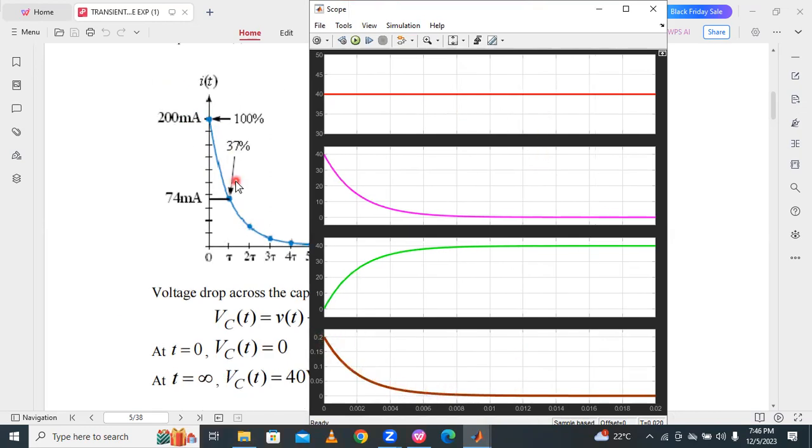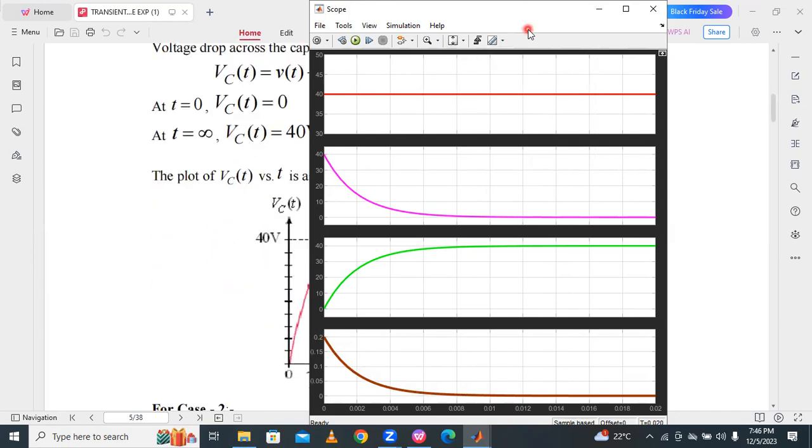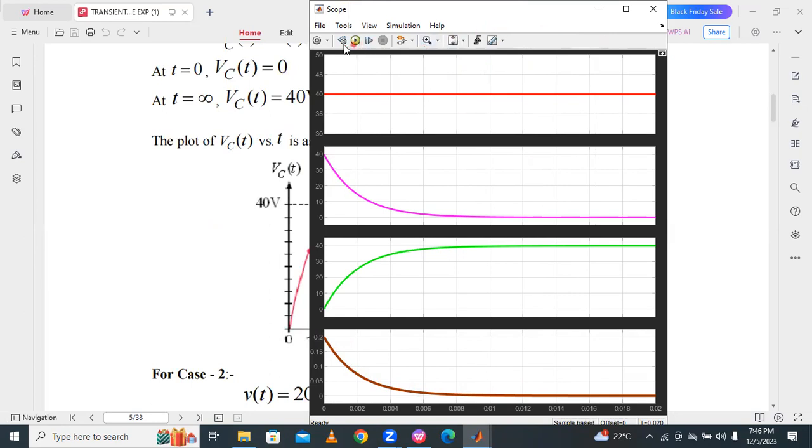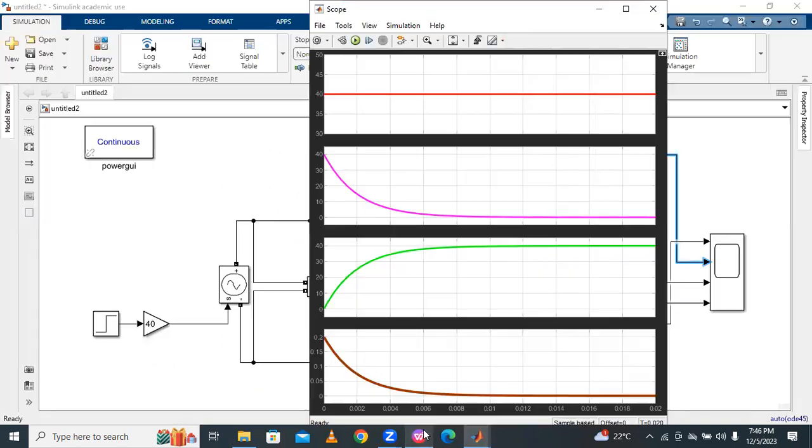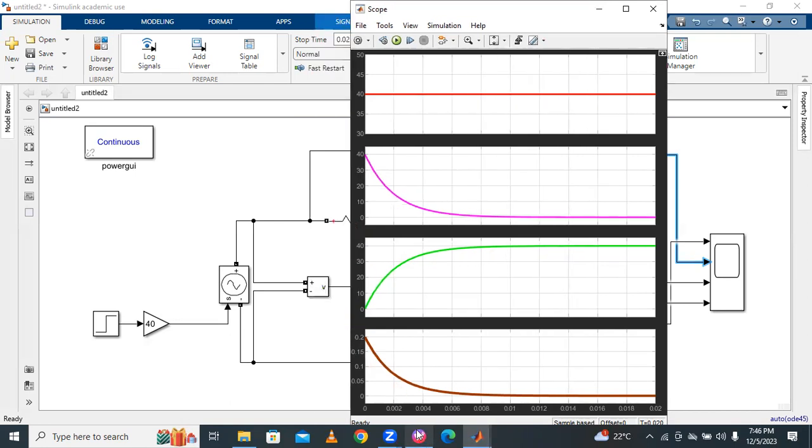And next, what is the voltage across the capacitor? The voltage across the capacitor is exponentially increasing, up to 40 volts. The maximum voltage is 40. What is the voltage here? 40. This is the voltage across the capacitor, 40 volts.